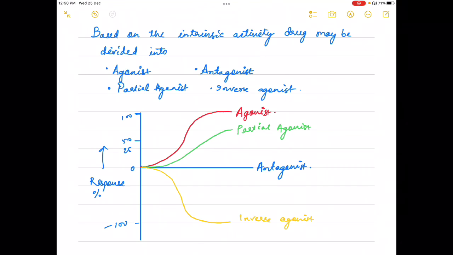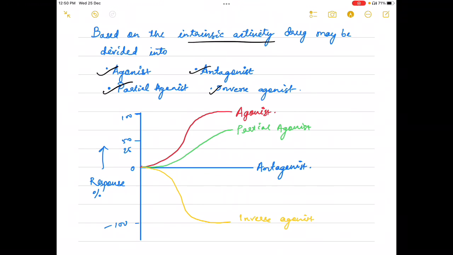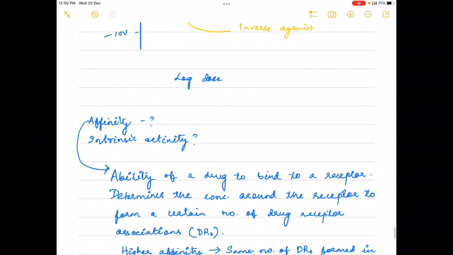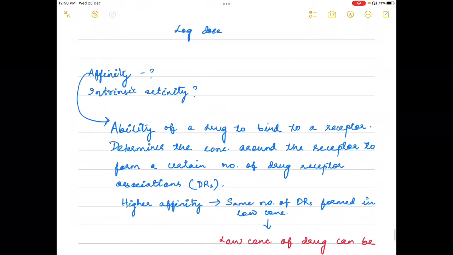Everyone. So today we will be discussing how drugs are divided based on their intrinsic activity. Basically, drugs are classified into agonist, antagonist, partial agonist and inverse agonist based on their intrinsic activity. In order to understand this, we need to understand two things. First is what is affinity, and the second is what is intrinsic activity.